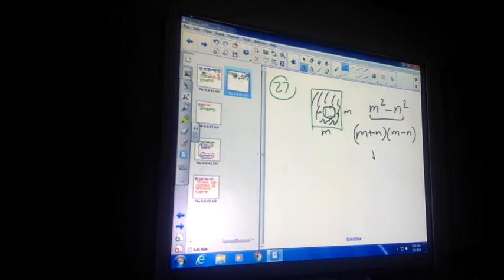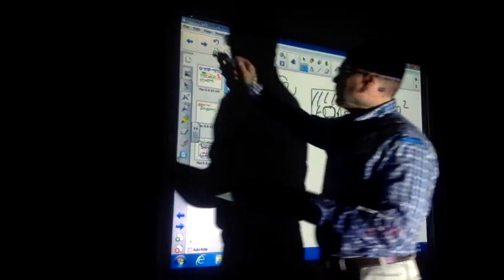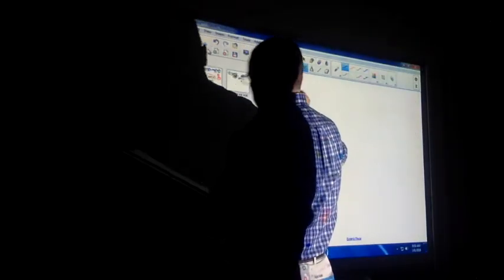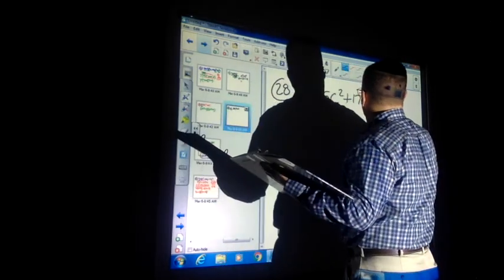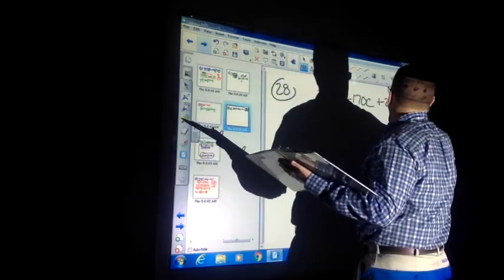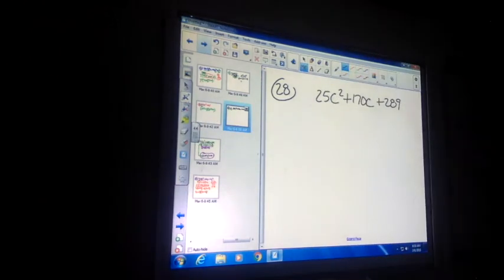28, find the dimensions of the figure. Oh, okay. So 28, is it a square? I'd say so. So they give you the area as this. And this is a deeper thought, probably going to be a bonus type of question. Does a square have the same length and width? Yeah? So this is the area.